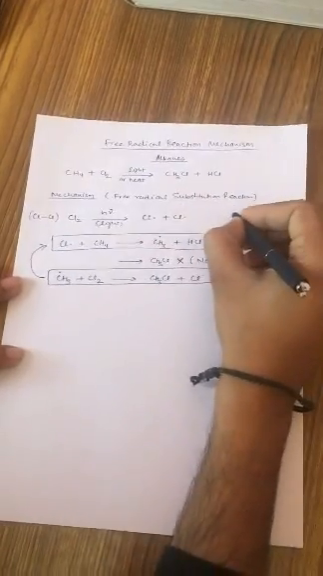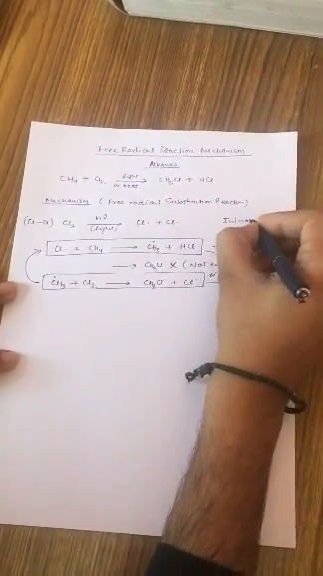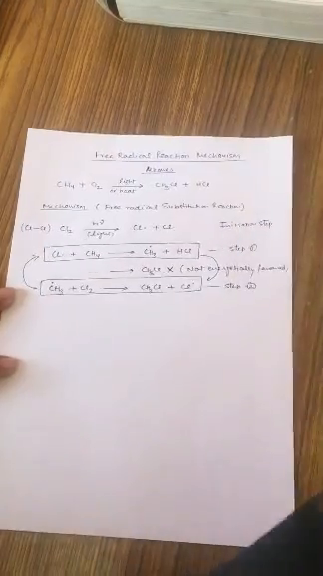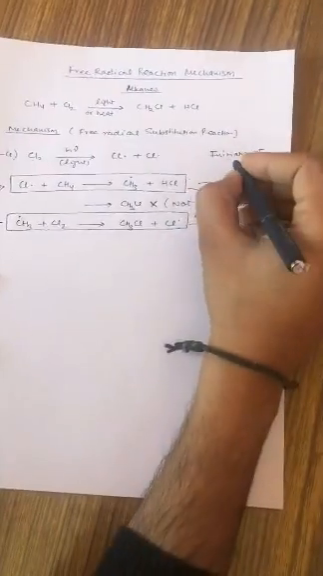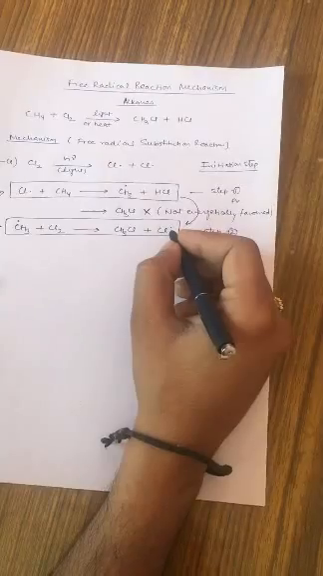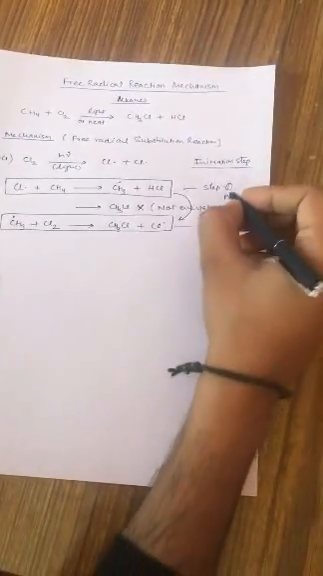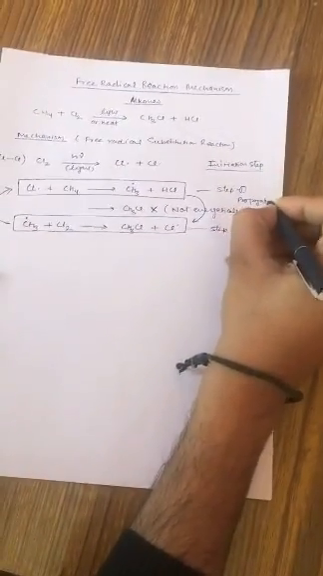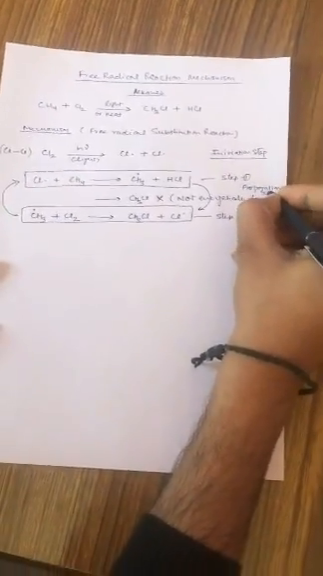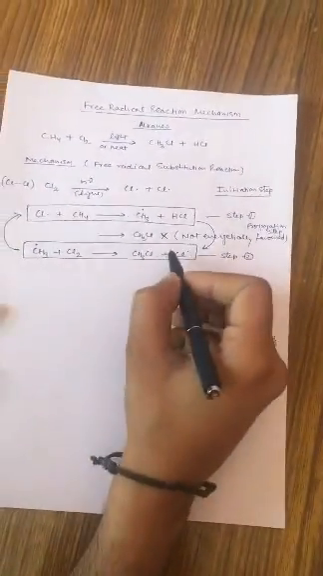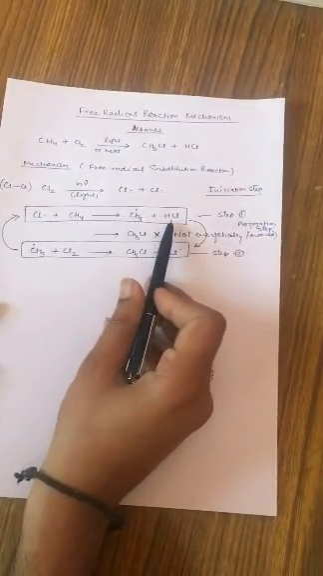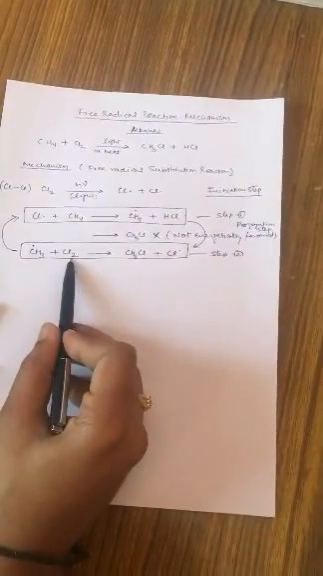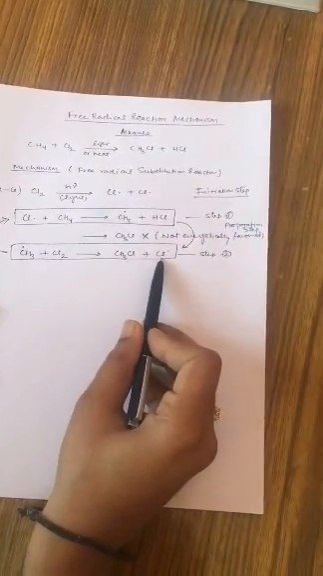Now you can say this is the initiation step, and this is the propagation step. So this is the initiation step, the first step where the chlorine free radical is formed. Now the second step is called the propagation step. In this propagation step, you can see chlorine is reacting with methane forming methyl free radical and HCl, and this methyl free radical again reacts with chlorine gas forming methyl chloride and this chlorine free radical.